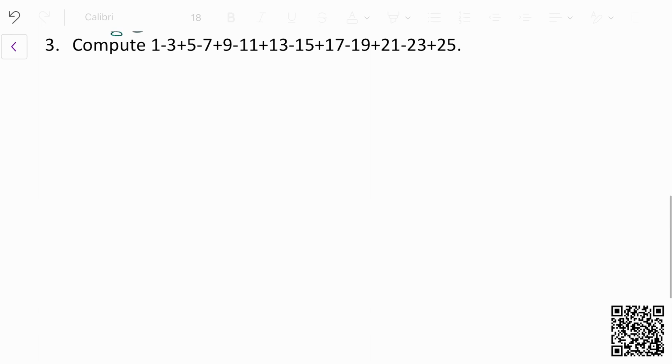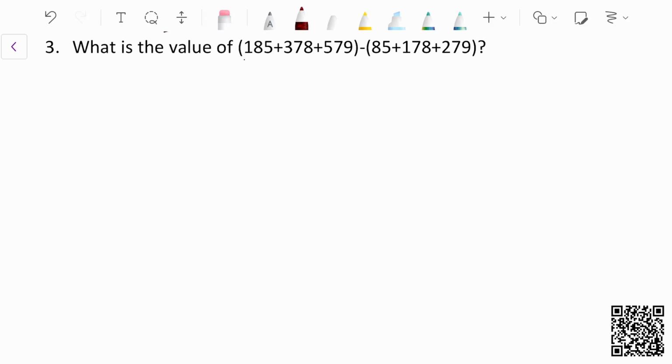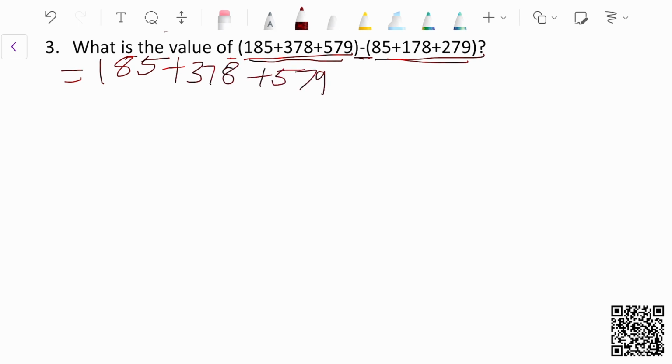Moving on to problem number 3. What is the value of this subtract this? So as you guys can see here, there's technically a positive sign in front of this, and there's technically a negative sign in front of this. So according to the associative property, when we lift the parentheses on it, the first parentheses would stay the same, but the second parentheses, all the addition signs inside it would have to change to subtraction signs. So it would be 185 plus 378 plus 579, subtract 85, subtract 178, subtract 279.